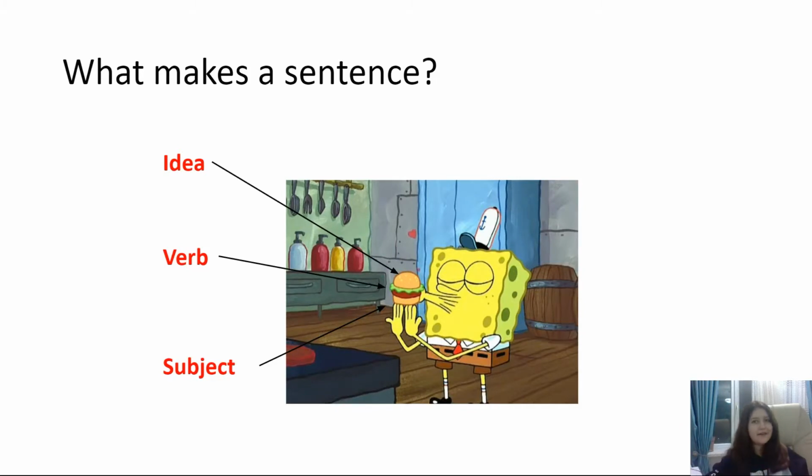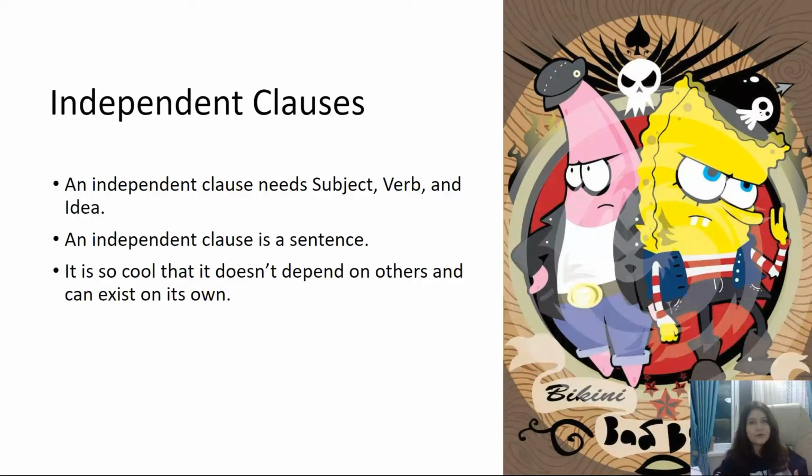Remember, if you have subject, verb, and idea, you get a normal sentence and you get an independent clause. So an independent clause is a clause that is so cool that it doesn't depend on others. It doesn't need any help and it can stand as a normal sentence on its own. Let me demonstrate examples.